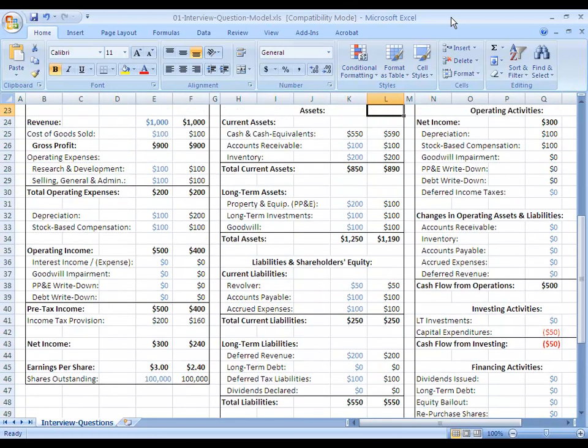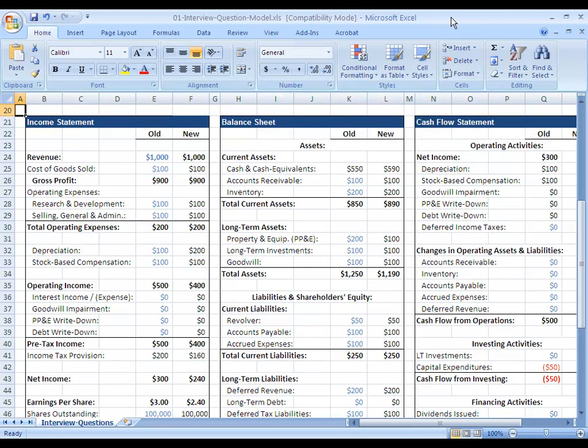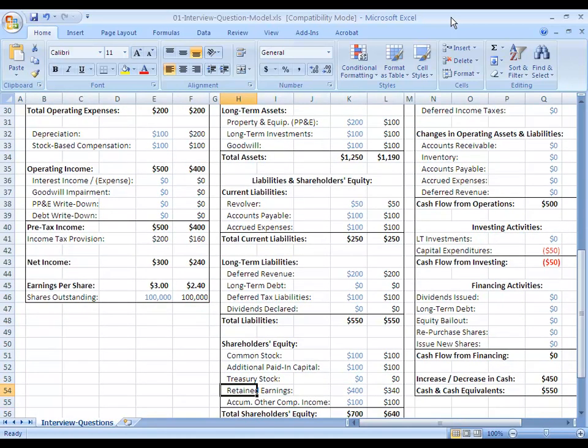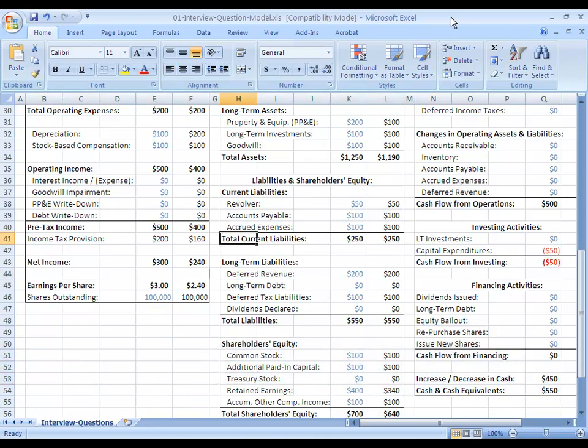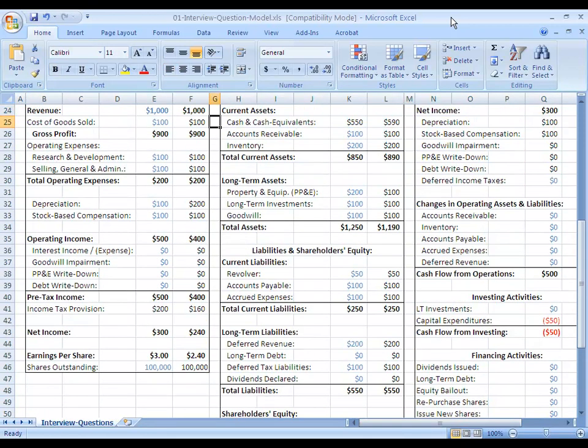Now, what I just went over actually gives more detail than you need to give in an interview. You don't need to explain what depreciation means. You don't need to say that it goes into retained earnings specifically unless they ask you. You can just get away with saying that net income flows into shareholders' equity. So you don't even need to give that much detail.